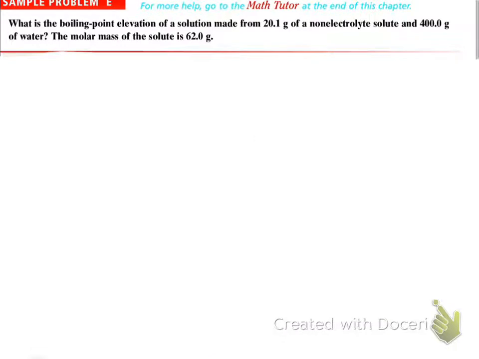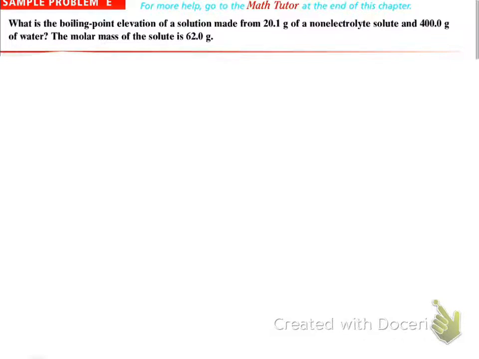Okay? All right, let's do a few problems that actually involve boiling point elevation. What is the boiling point elevation of a solution made from 20.1 grams of a non-electrolyte solid? Notice they keep stressing non-electrolyte. That's important. We'll get to that in a second. But we have 20.1 grams of a non-electrolyte solute and 400 grams of water. Now, the molar mass of the solute is 62 grams.